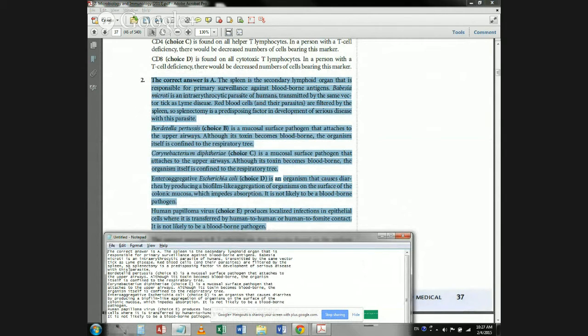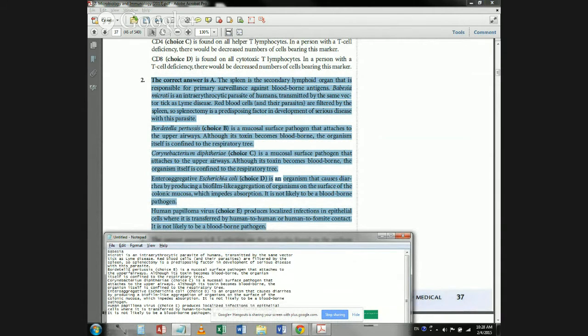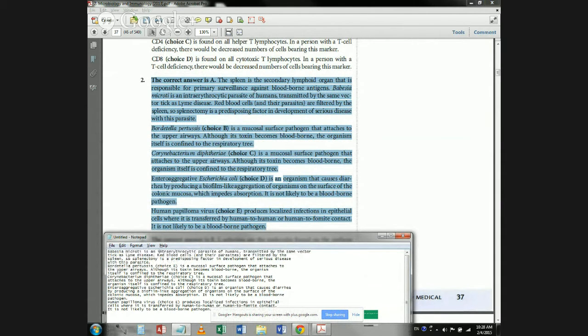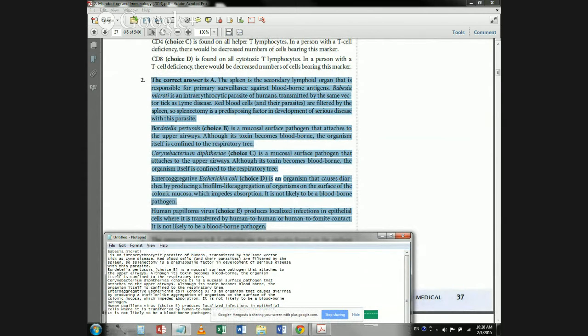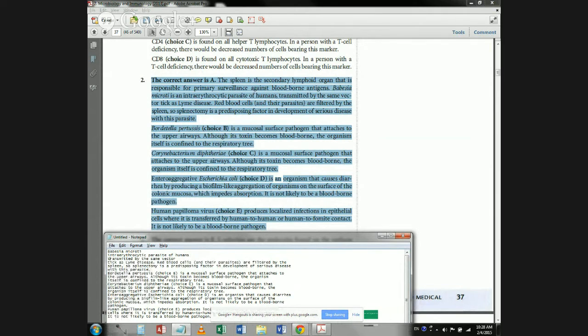All right, so the correct answer is A. The spleen is the secondary lymphoid organ responsible for primary surveillance against bloodborne antigens. I know that. Now, here's something we're learning new. Babesia microti is an intra-erythrocytic parasite of humans. It is transmitted by the same vector tick as Lyme disease, transmitted by Ixodes, an arthropod.